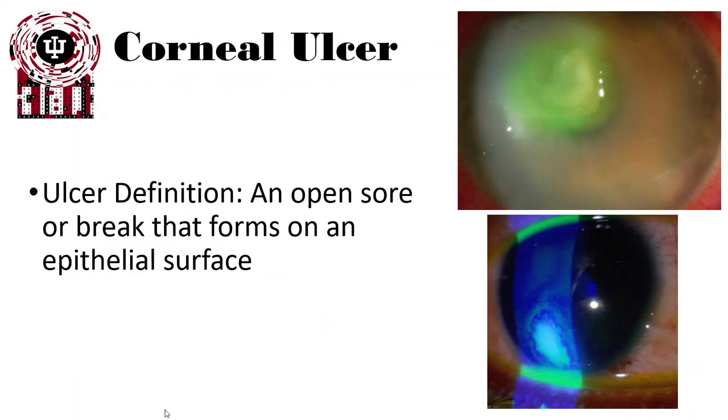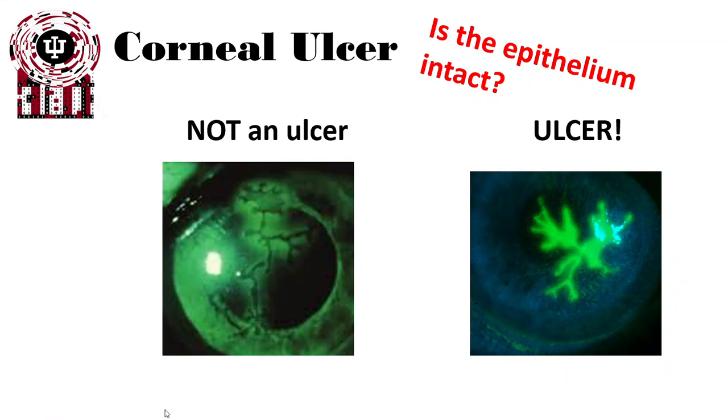Finally, we have ulcers. Corneal ulcers, by definition, are an open sore or break that forms on an epithelial surface. When we were discussing earlier, just a little bit of damage of the epithelium, whether it's due to an abrasion or due to a bacteria or due to any trauma, does not count as an ulcer. You need to have a break in the epithelial surface. And that's where Bowman's layer and looking for that cloud matters.